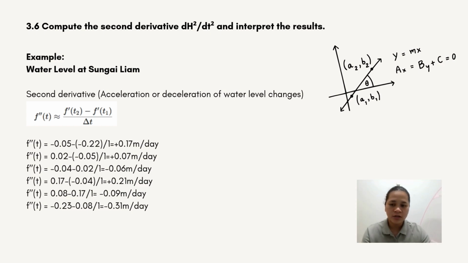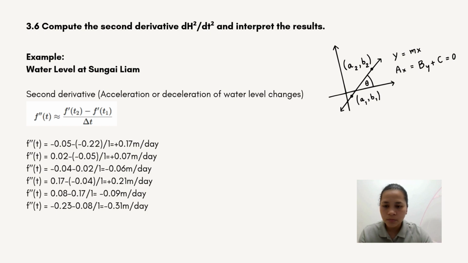Okay, lastly, how to compute the second derivative, d squared h over dt squared, and interpret the result. Okay, for the water level at Sungai Liam, the second derivative shows the acceleration or deceleration of water level changes. The given formula is already shown in this slide.